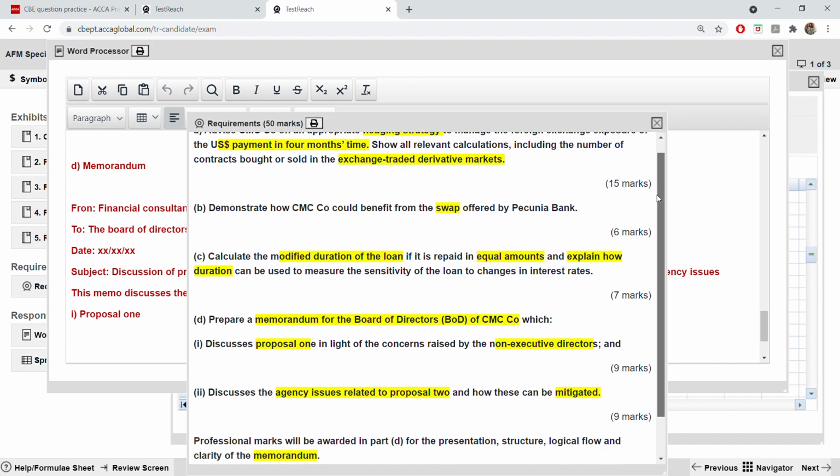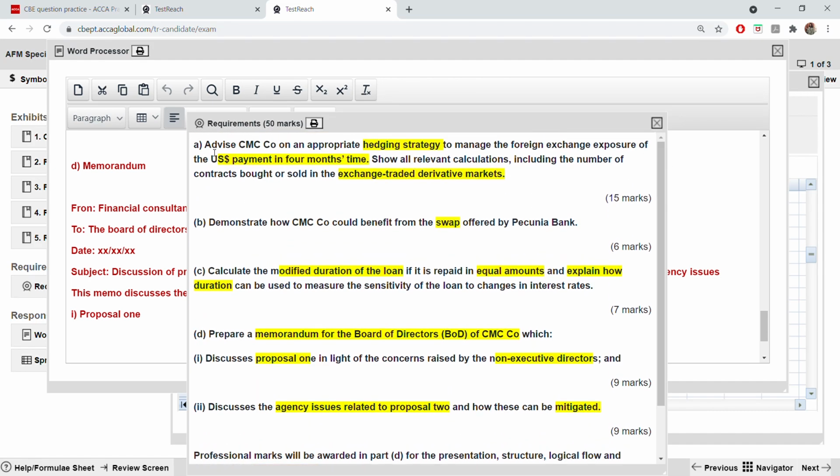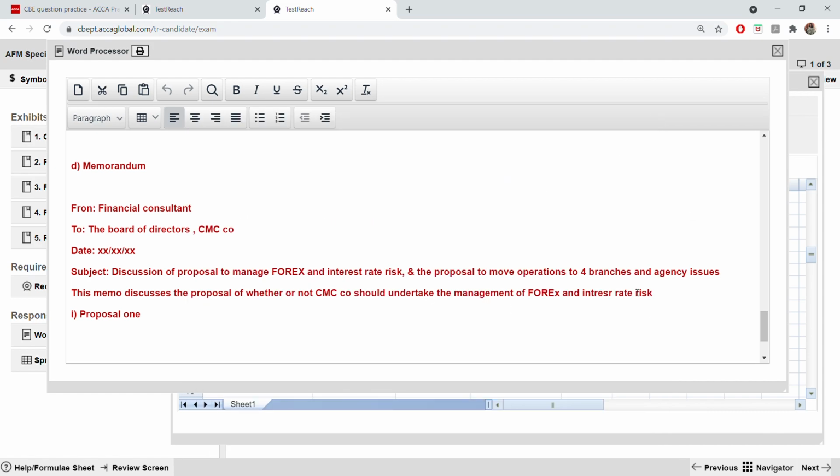That is your subject. So you see, you are hedging interest exchange, then you are finding the modified duration of the loan, then you are seeing proposal 1 and 2. So that's what you're writing here: Management of foreign and interest rate risk, proposal to move operations to 4 branches, and agency issues. That's it. In 1 line, everything is answered.